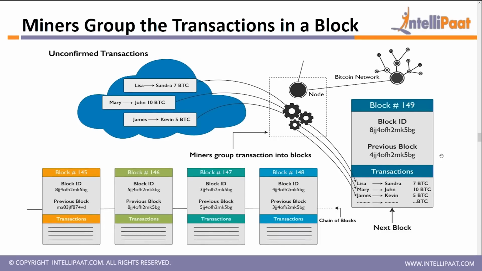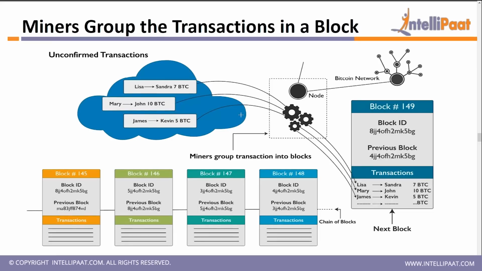Lisa sends Sandra 7 Bitcoin. Mary sends John 10 Bitcoin. James sends 5 Bitcoin to Kevin. Now, there comes a validator node which picks all these transactions in a group. He writes a block like you can see here, and then they form a new block with the information of the previous block, creating the new ID for this current block, and then start committing them into the Bitcoin network.